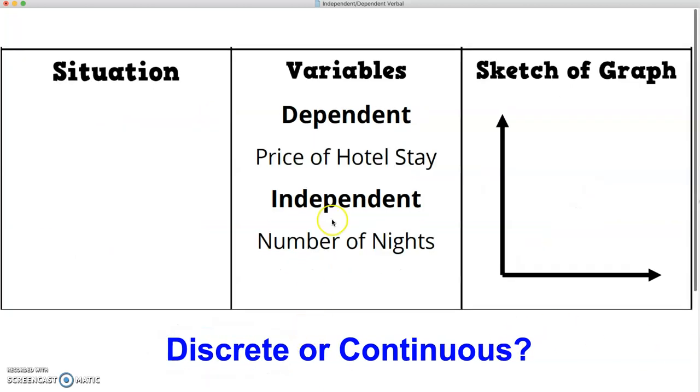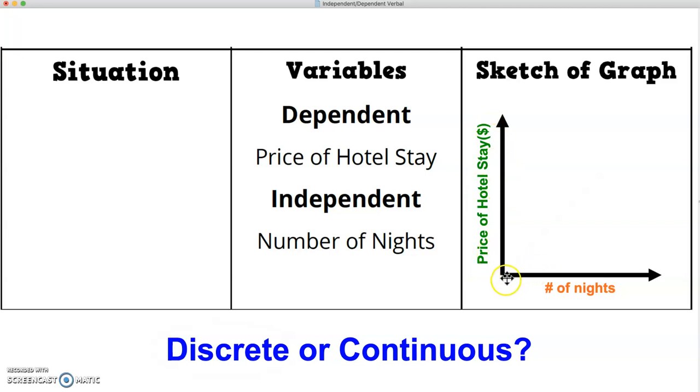Next, notice we're given our variables. Our dependent variable is the price of a hotel stay. The independent variable is the number of nights. Let's first start with the graph. For the graph, we know our independent variable is going to be the number of nights. Our dependent variable goes on the y-axis, and it's the price of the hotel stay in dollars.